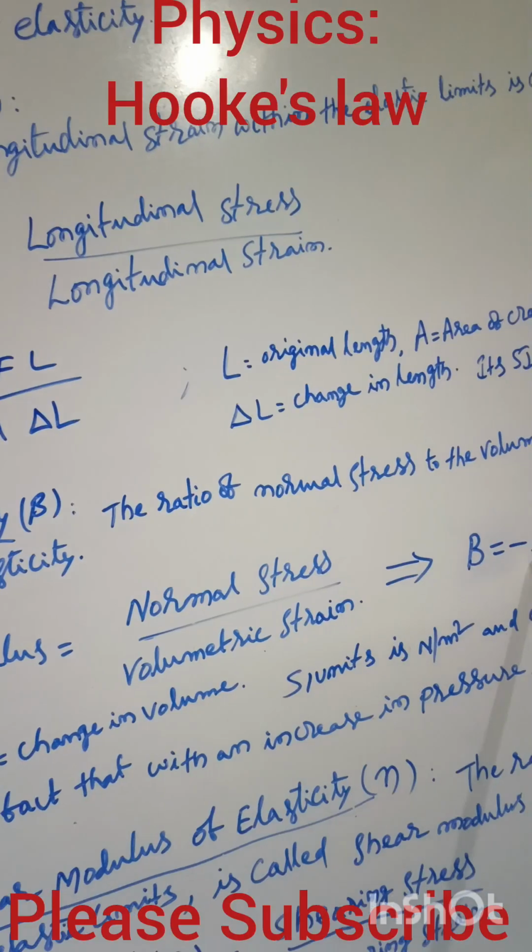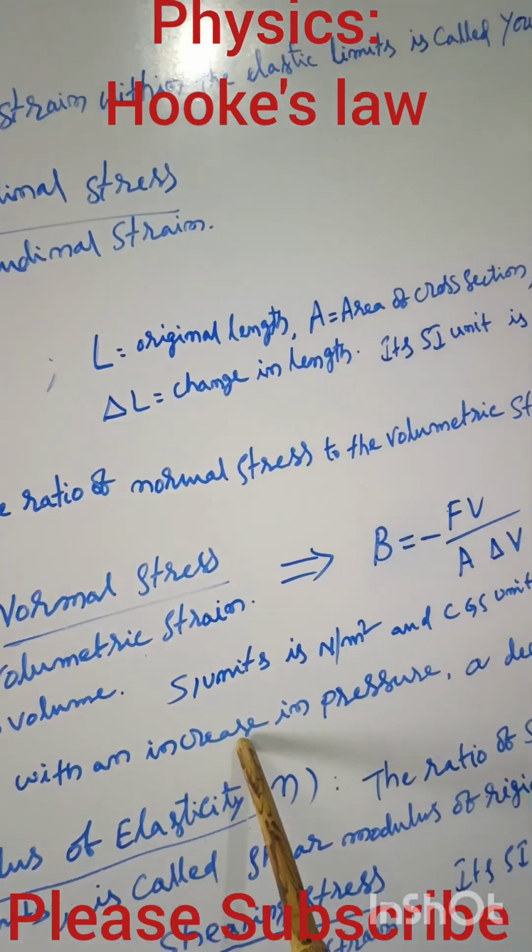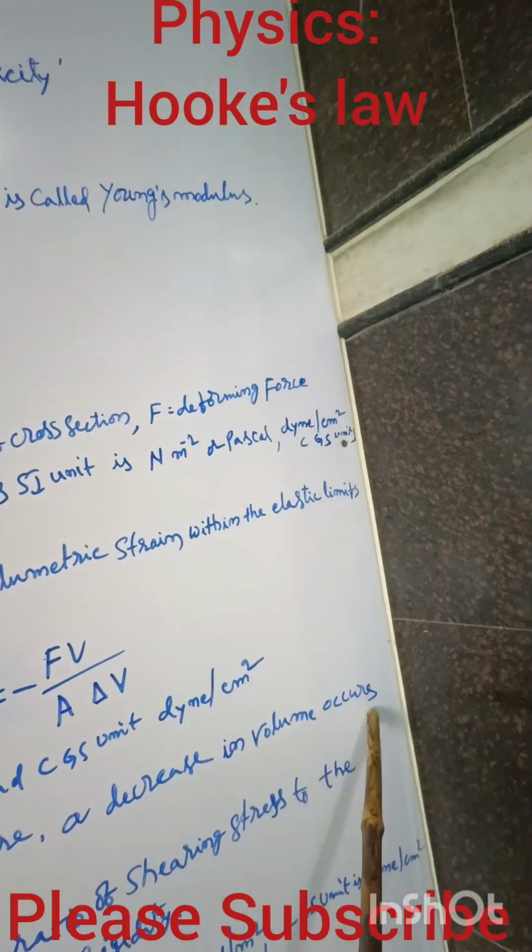The negative sign in minus FV by A delta V indicates the fact that when there is an increase in pressure, a decrease in volume occurs.